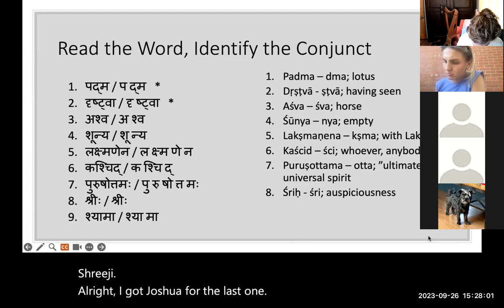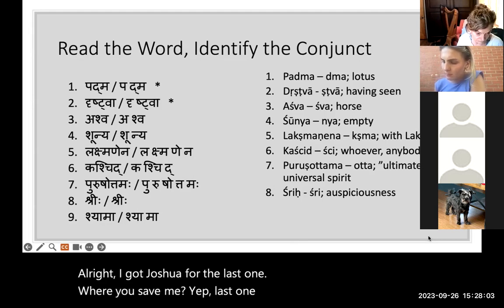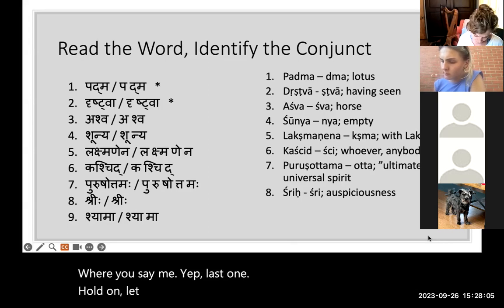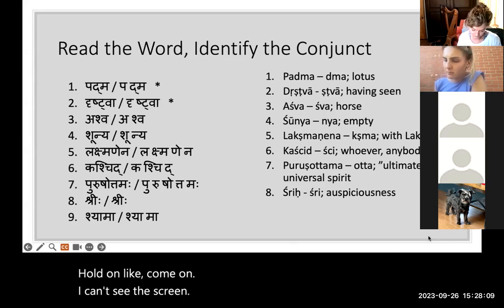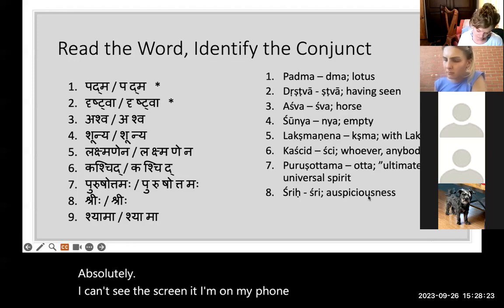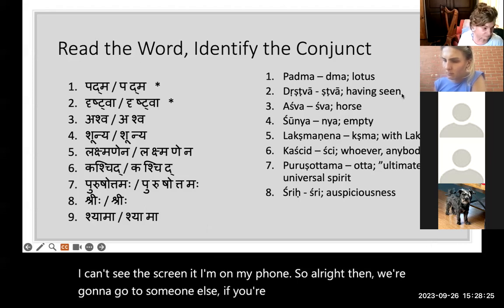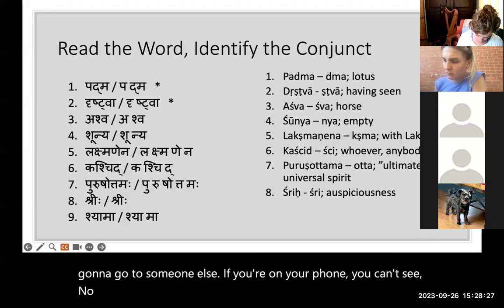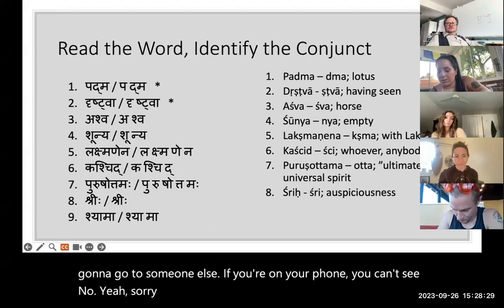All right, I got Joshua for the last one. Wait, you say me? Yep, last one. Oh, hold on. I can't see the screen. My dad would definitely want to see the Dead Boy show. And then there's one with Kevon. I can't see the screen. I'm on my phone. All right, then we're gonna go to someone else. If you're on your phone, you can't see. No. Yeah. Fine, do it. Go to someone else. I can't figure it out.